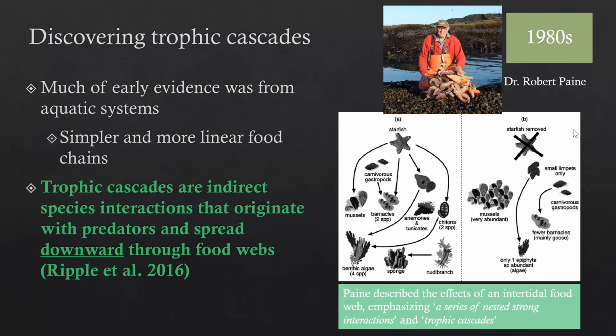And so you can see that these trophic cascades start from the top, and this is the definition of a trophic cascade. Trophic cascades are those indirect species interactions that originate with predators and spread downward through the food web. These indirect species interactions can involve things like predator-prey relationships influencing the behavior of another species, resulting in lesser abundance of a third species. And so we'll talk a little bit about that, but there's the definition of a trophic cascade.